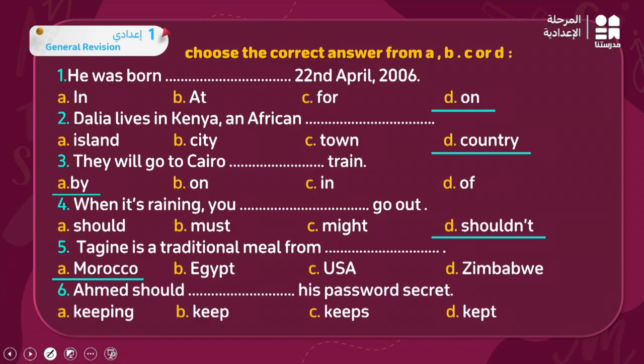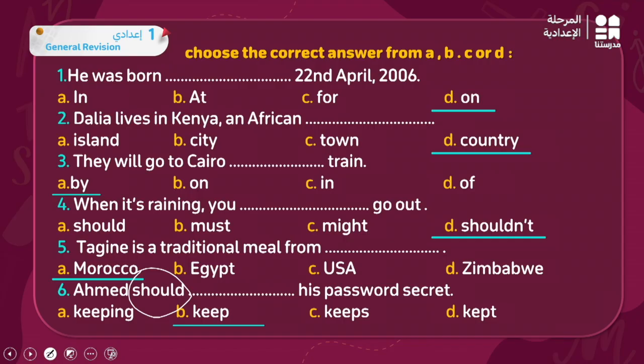Ahmed should space his password secret. So I use the verb keep. Why is it not keeps, although I have Ahmed here? Because I have should. When you have should or must, you have to add the verb directly after it in infinitive form, without adding anything to it. That's why I chose keep.